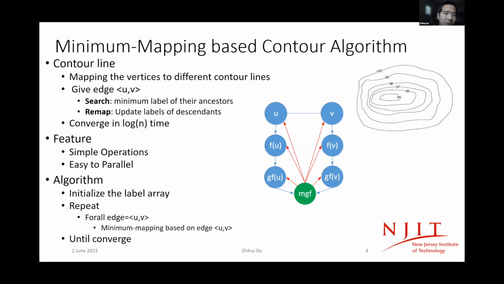So the features of our algorithm are, first, it's very simple. The operation is very simple: get the minimum value and assign it to other nodes. Second, it's very easy to parallelize because you just work on different edges in parallel. Repeat the minimum mapping operation, and then you get the final result. The algorithm is just like this. First, we initialize the label array. We repeat on all the edges using the minimum mapping operator until the algorithm converges. This is the basic idea of our method.